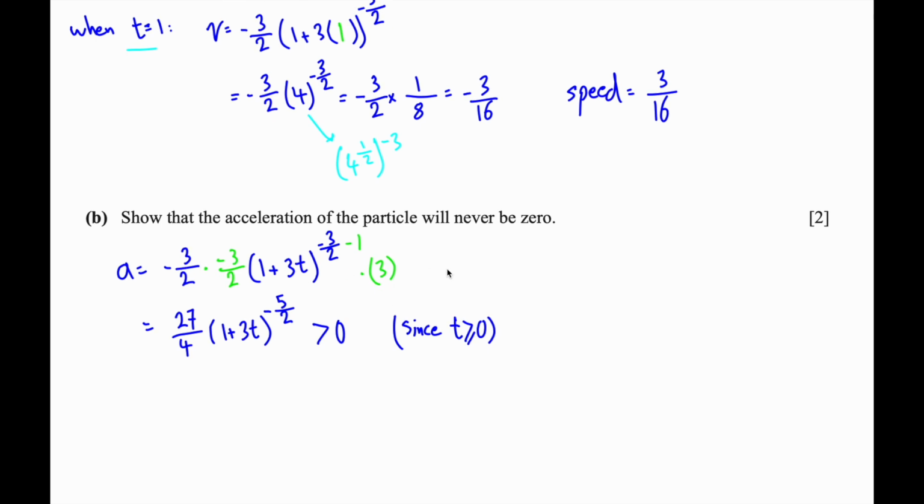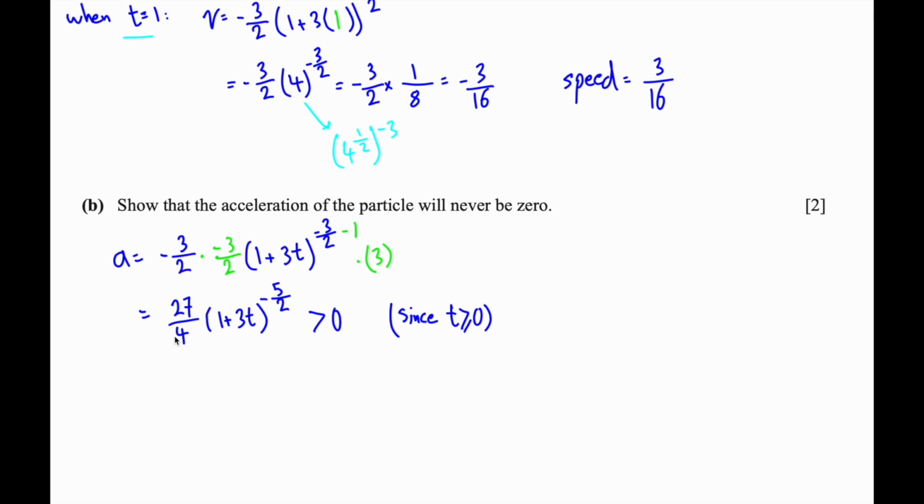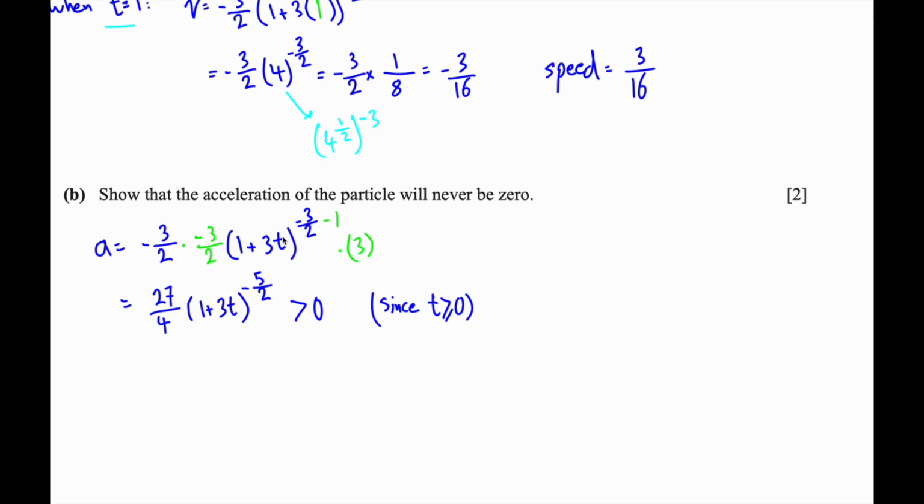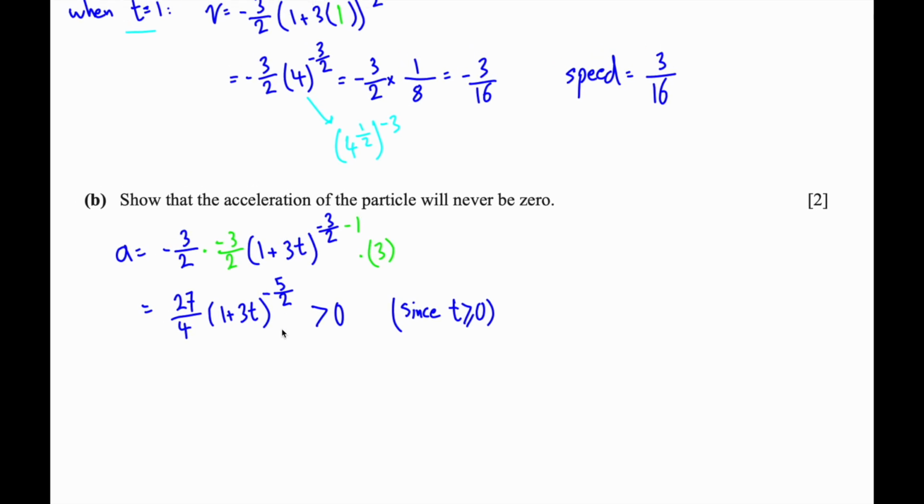Now all the 3's here combined together become 27. Negative times negative become positive. 2 times 2 is 4. That's my fraction. And then the new power I get here is -5/2. And since t is greater than or equal to 0, this expression will always be positive.